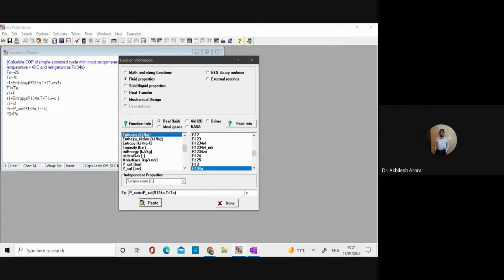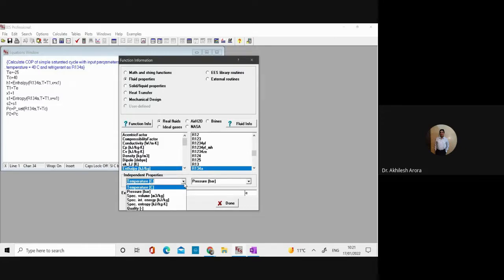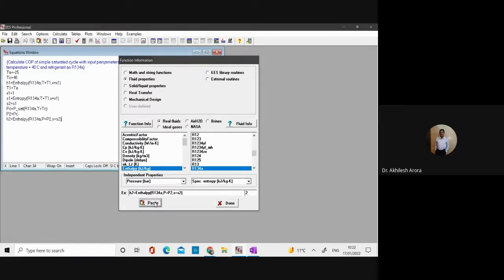So options, go to function information. I have to calculate H2, which is enthalpy. So what are the properties which I should look for? Okay, on the left hand side you can see 5 properties, 6 properties. So which one should I choose? Pressure and entropy. Okay, pressure, and on the right side I can go for entropy. And I can say that this particular point is 2. Okay, so I will paste it here.